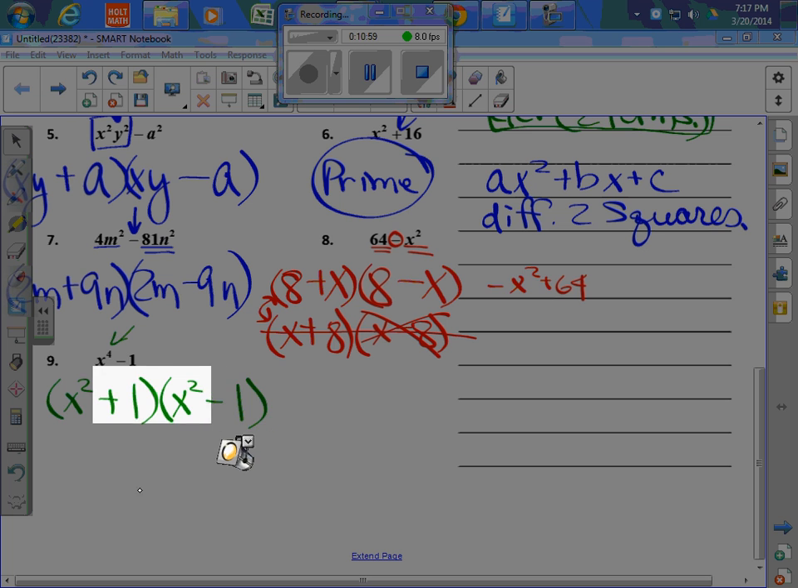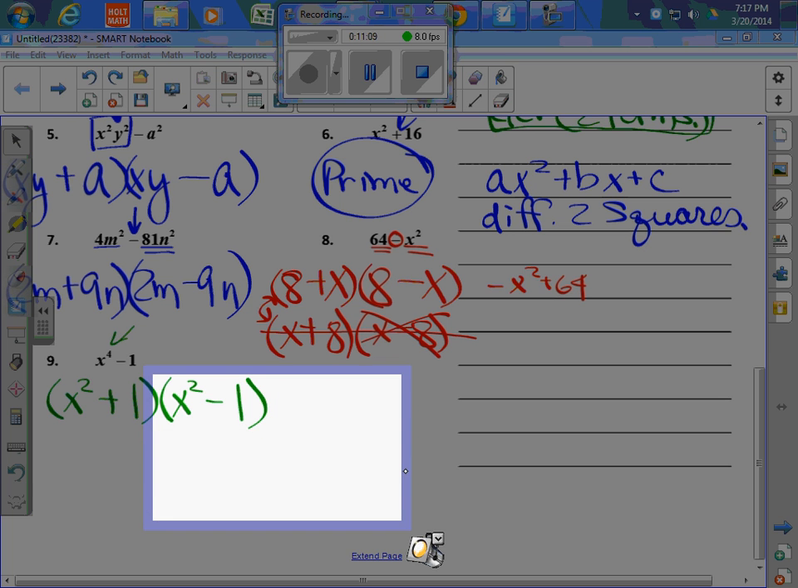But look at the other one. X squared minus 1. That's a difference of 2 squares. It can be factored. Okay, so if it's a difference of 2 squares and we have a minus sign, we have x squared is a perfect square, 1 is a perfect square. This is a difference of 2 squares.